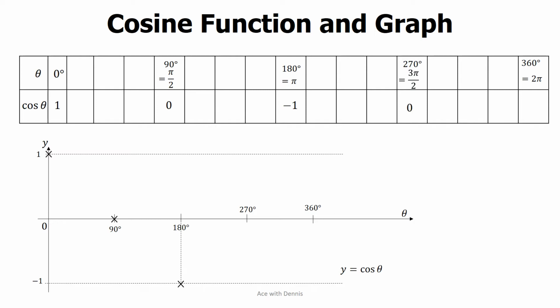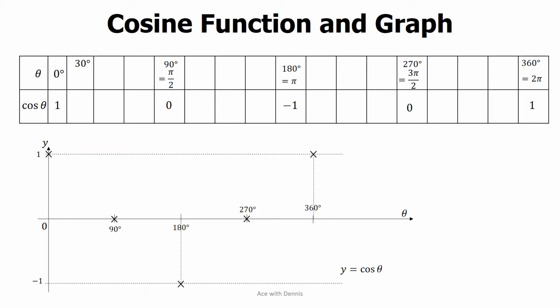Okay, 270 degrees equals 3 pi over 2. So cosine 270 degrees is 0. On the graph, we plot at this point: when theta is 270 degrees, y is 0. And the last one, 360 degrees. Cosine 360 degrees is 1. Okay, update on the graph. Here, when theta is 360 degrees, y is equal to 1.